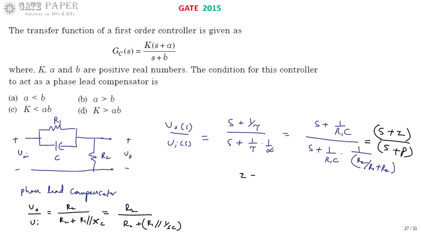The magnitude Z is equal to 1 by R1C, whereas P is the pole value. The location of the pole is related to 1 by R1C into (R1 plus R2) by R2. So even though Z is 1 by R1C, P is 1 by R1C into this factor, and definitely this factor is going to be greater than 1. So P is greater than Z in magnitude. The magnitude of P is greater compared to the Z value.